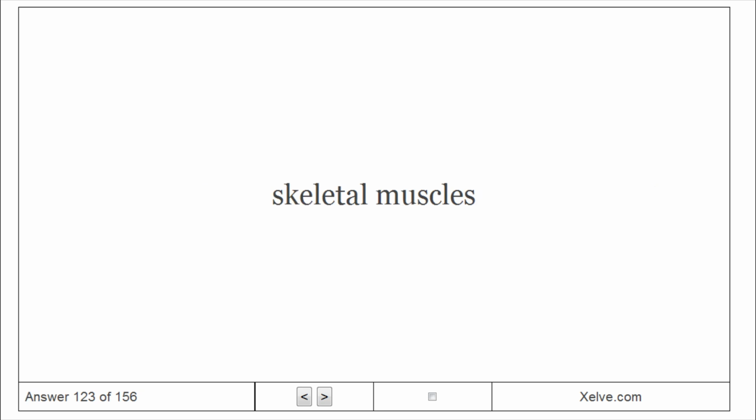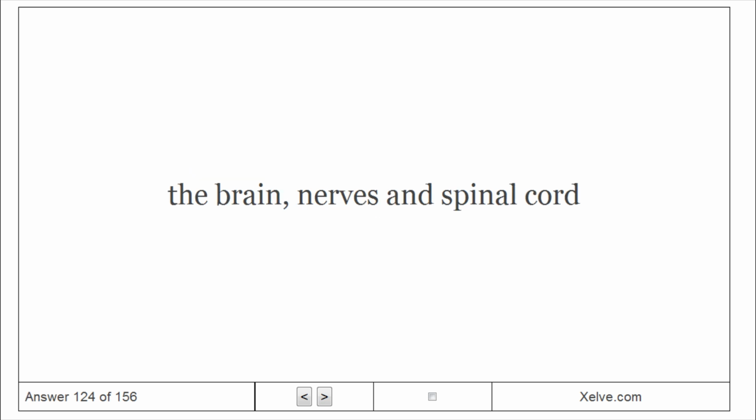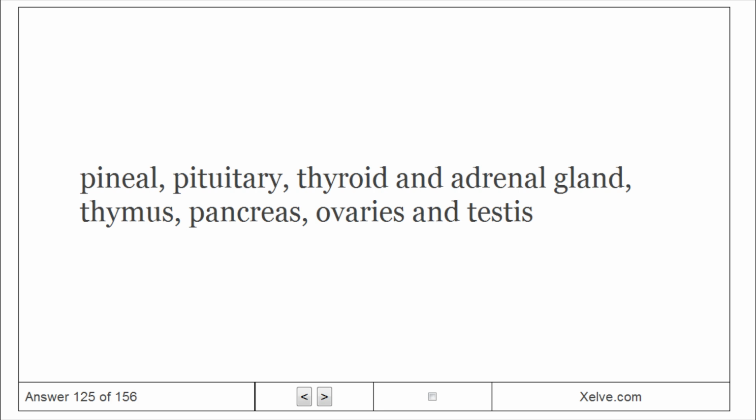Skeletal muscles. What are the main parts of the nervous system? The brain, nerves, and spinal cord. What are the main parts of the endocrine system? Pineal, pituitary, thyroid and adrenal gland, thymus, pancreas, ovaries and testis.